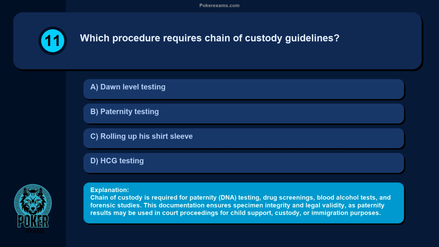Chain of custody is required for paternity, DNA testing, drug screenings, blood alcohol tests, and forensic studies. This documentation ensures specimen integrity and legal validity, as paternity results may be used in court proceedings for child support, custody, or immigration purposes.